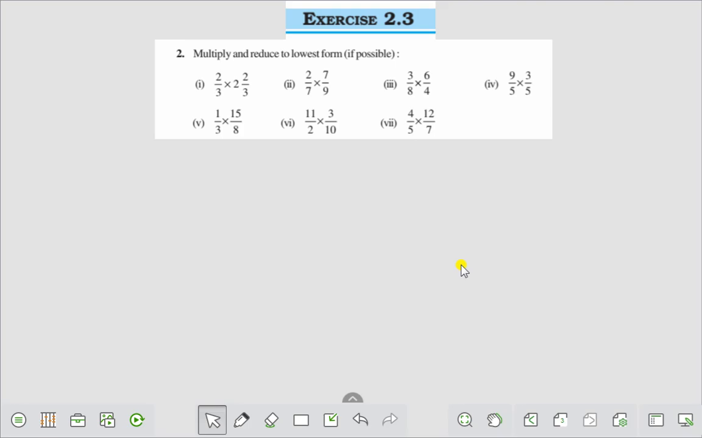Hello everyone. Today we shall discuss exercise 2.3 question number 2. Multiply and reduce to lowest form if possible. Right? Let us multiply.